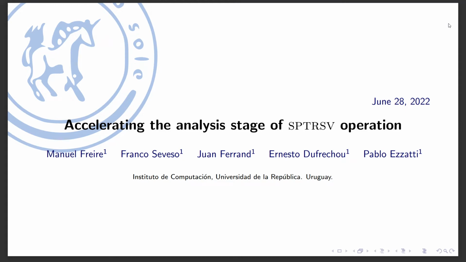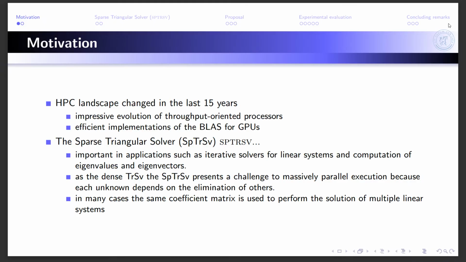Hello, my name is Manuel Freire, and I'm going to present accelerating the analysis stage of sparse triangular solver operation.